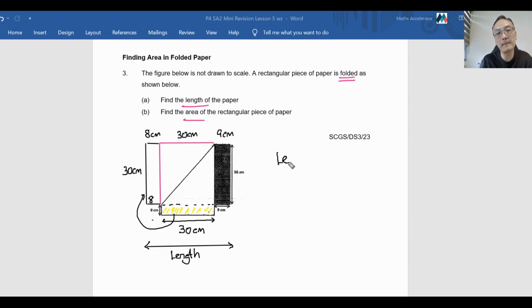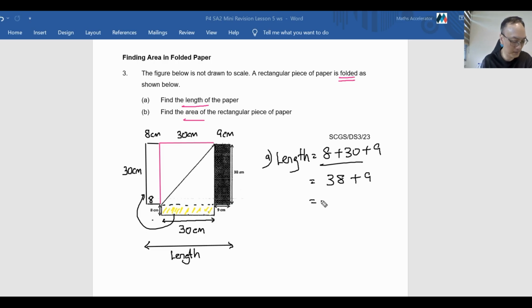So let's write the word length. And for part A, it will be 8 plus 30 plus 9. 8 plus 30 is 38. So we have to add 38 plus 9. So 38 plus 9. 8 plus 9 is 17. 17 carry 1. 1 plus 3 is 4. So it will be 47 cm. So that is the length of the paper.